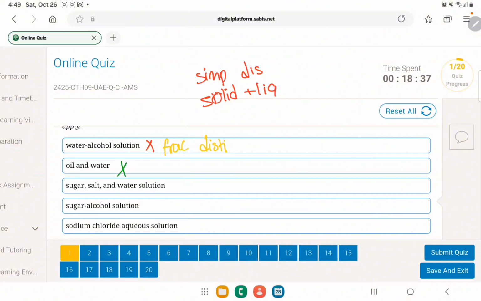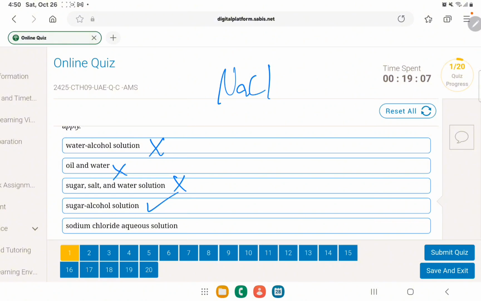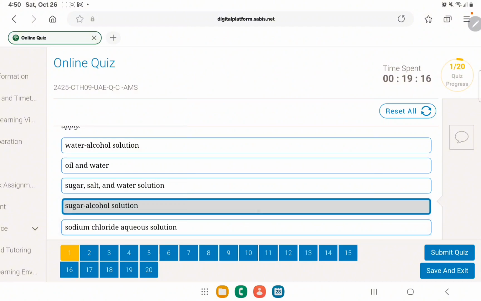So not simple distillation. Okay, sugar, salt and water, no, because as we just said, 1 solid and 1 liquid, not 5 solids and 15 liquids, okay? Just 1 and 1. So that's wrong. And then sugar and alcohol solution, yeah, because as we just said, solid and liquid, so that's correct. And then sodium chloride aqueous solution, yeah, because NaCl is a salt, and then if you add it to water, you get an aqueous solution, and you can separate it using simple distillation. So that's correct. So these two.